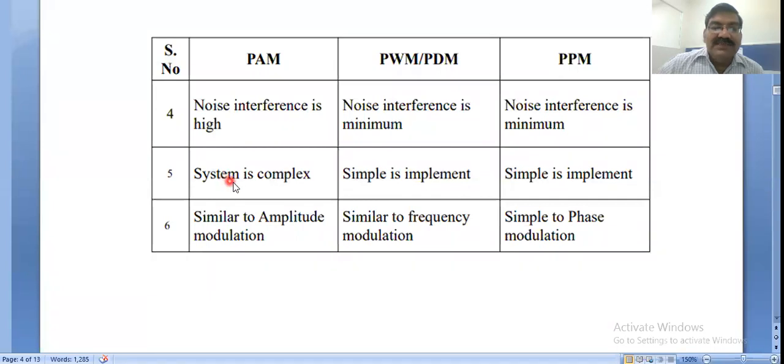Then in pulse amplitude modulation, the system is complex. For pulse width and pulse position, the system is simple. Here we are trying to vary the amplitude. Why is it complex, can anybody comment? For understanding purposes, we feel that pulse amplitude modulation is simple compared to pulse position modulation. But here the system is complex. Anyone can comment on this? Can you share your understanding of why pulse amplitude modulation is complex?